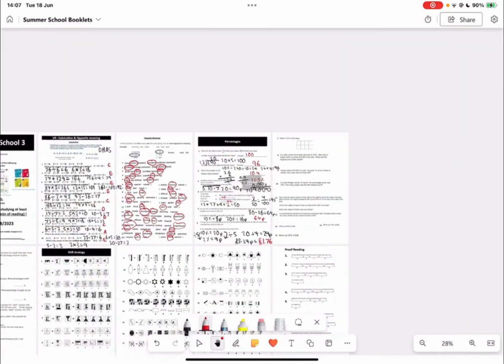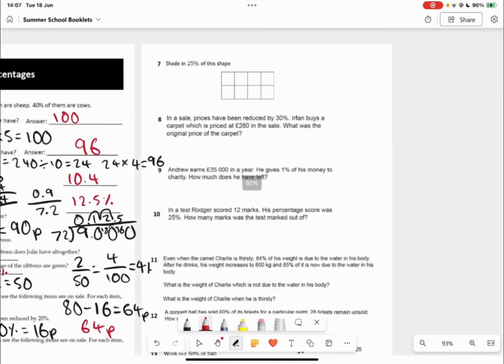Okay, now we're going to move on to question 7. Shading 25% of this shape. Well, we know that there are 8 squares, so out of 8, we know 25% is 1 over 4, so over 8, we are multiplying by 2, and that's equal to 2 over 8. So we shade in 2 squares. So that'll be here, and here. You can shade in any 2 squares.